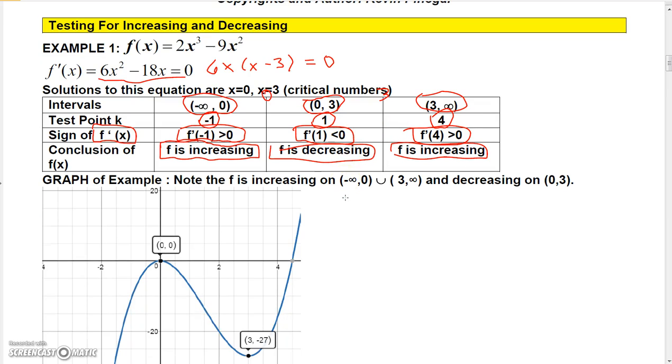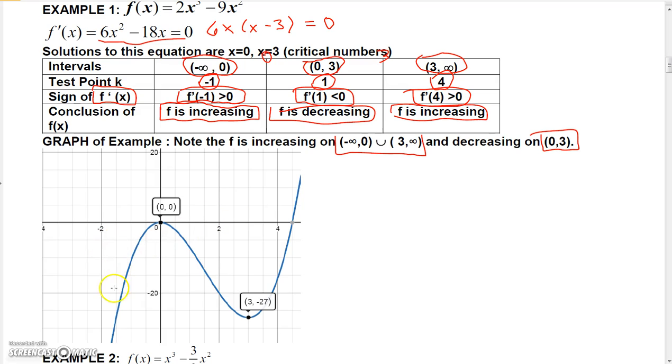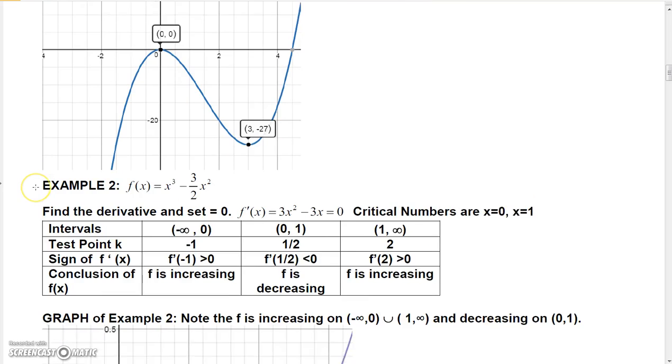Okay? So now, if you put it all together, the function is increasing on the outer two intervals, negative infinity to 0, union 3 to infinity, and decreasing on the inner interval, 0 to 3. And if you actually look at the graph, you can see that. Notice here, the function is increasing from negative infinity to 0, and then it's decreasing as x goes from 0 to 3. And then it's increasing again as x goes from 3 to infinity. So there you go. There's how you can determine where a function is increasing or decreasing.